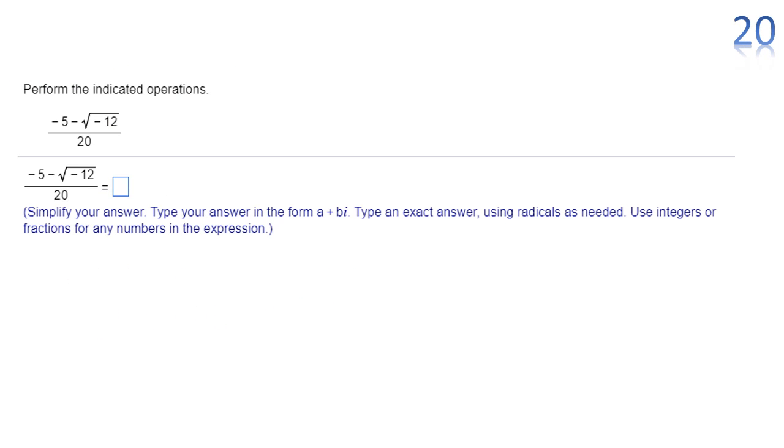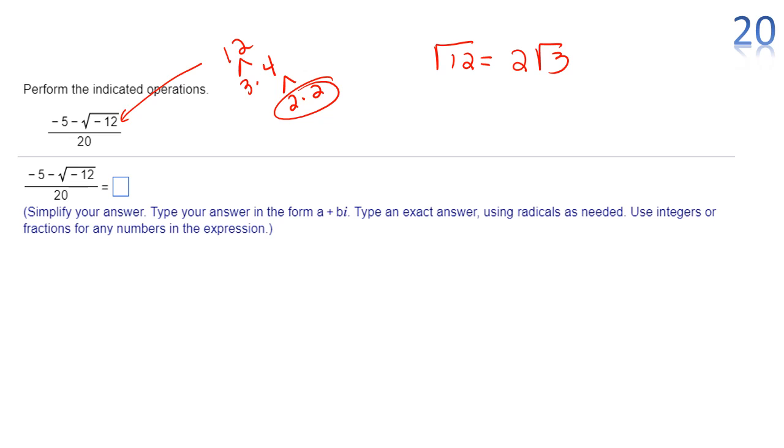Last problem of the day. Here we have the square root of 12, which is not a perfect square. But if you think about 12, 12 will factor as 2 times 6 and then 2 times 3. Or some people would prefer to think of it as 3 times 4, and that 4 is indeed our perfect square. So to simplify, the square root of 12 is normally written as 2 square root of 3 because of the square root 4 perfect square part.